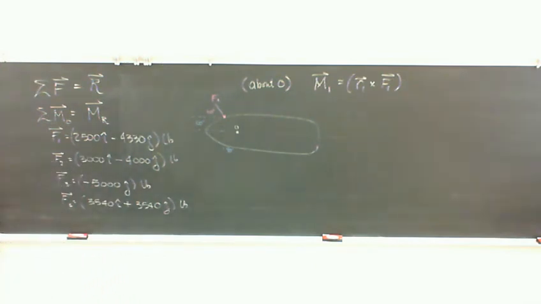We've got F1. What's R1? How would you sketch it? It relates the position of that first force to the position of the point of interest, in this case the O. What is R1? To draw it?